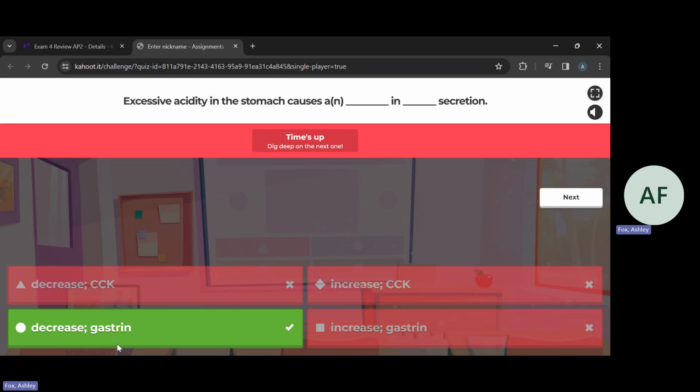So decrease in stomach acidity or excessive acidity, sorry, in the stomach is going to cause a decrease in gastrin, because gastrin is going to stimulate acid release in the stomach. So you want less of it around if there's already too much acidity. So you don't want more released if it's excessive already.